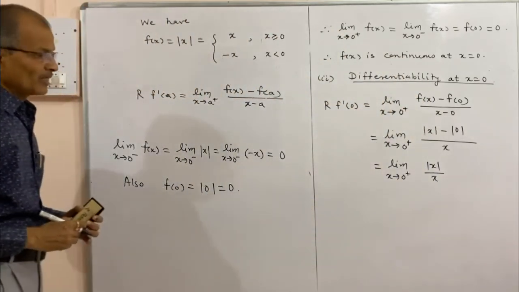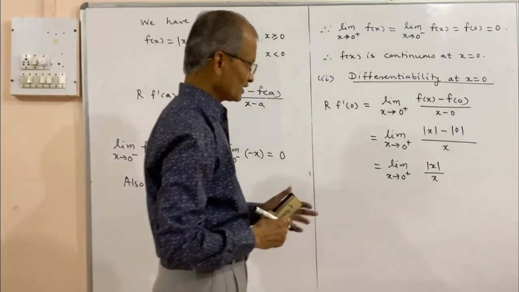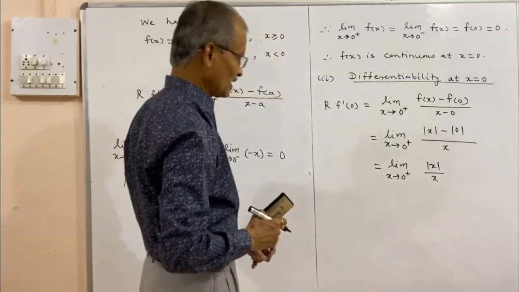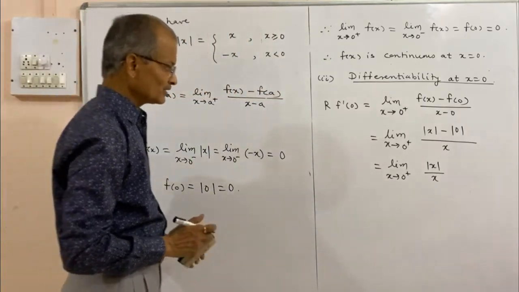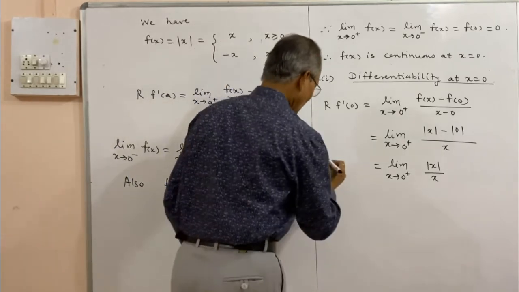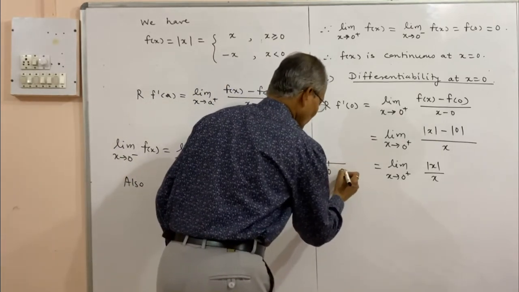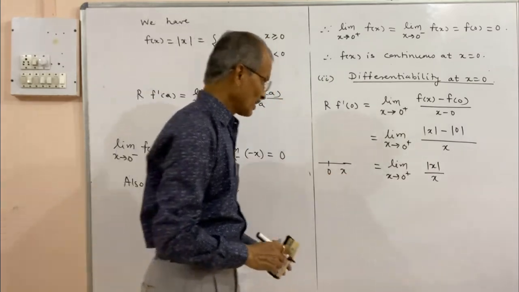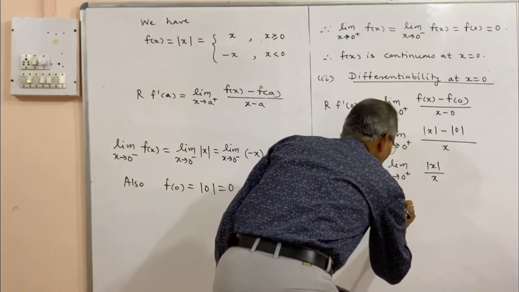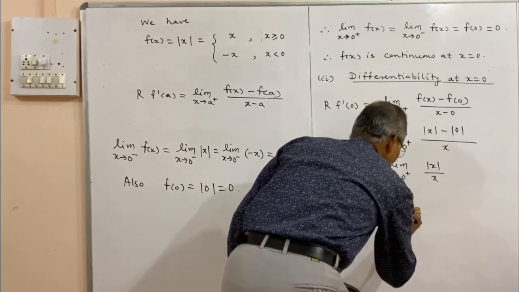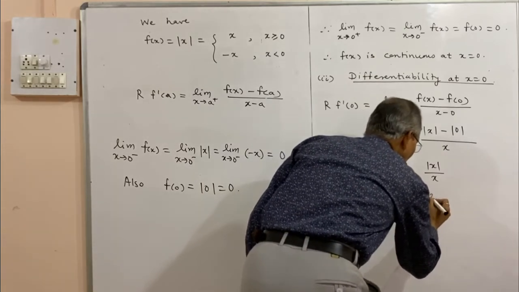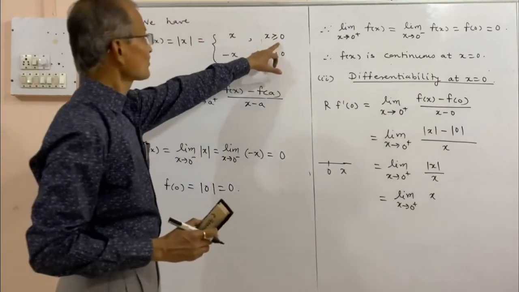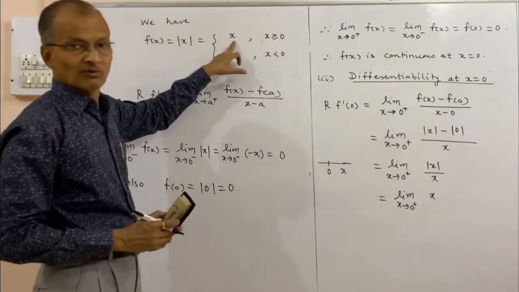And what you see, what is mod x when x tends to 0 from right? X tends to 0 from right means x is greater than 0. See, 0 is here and x is on the right side of 0. So that means x is greater than 0. And therefore, this is equal to limit x tends to 0 from right. And when x is greater than 0, its value mod x is equal to x.